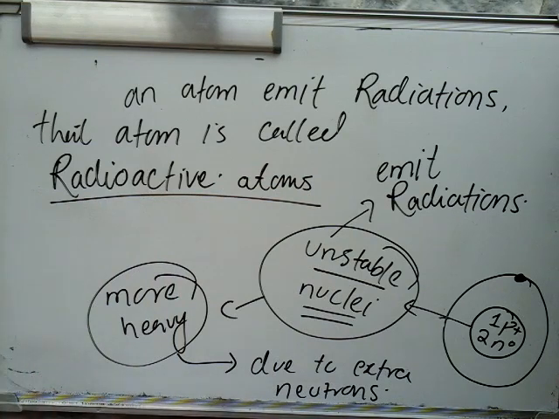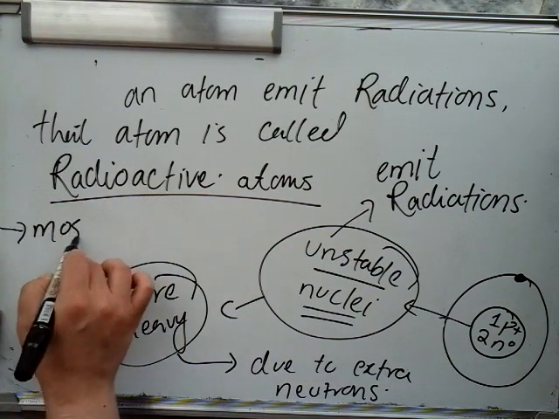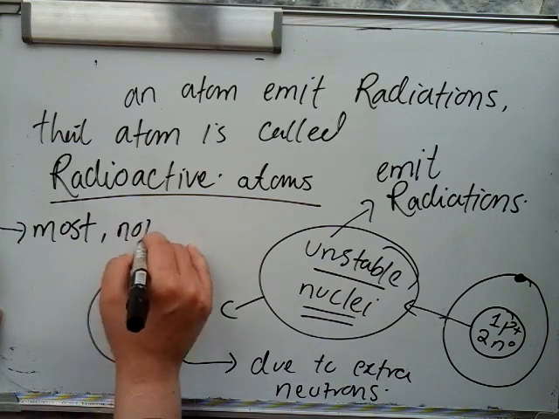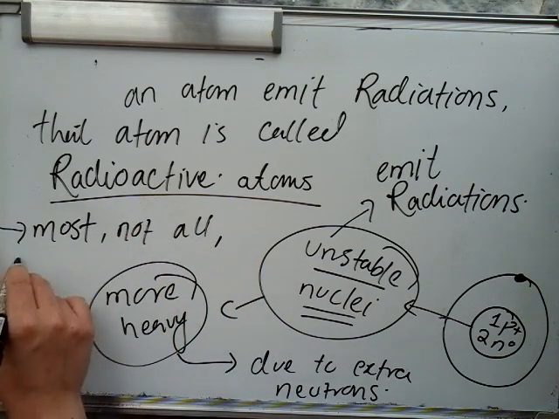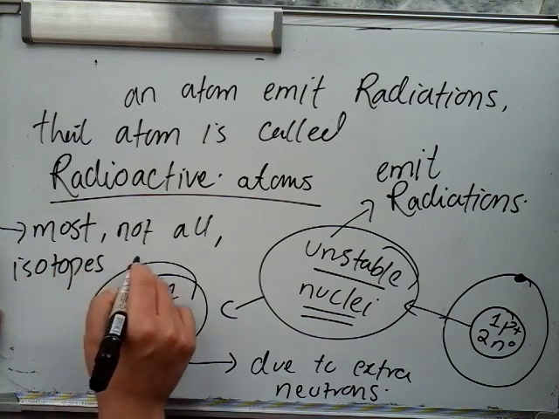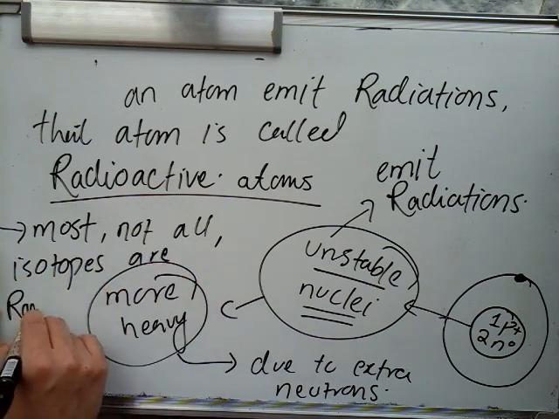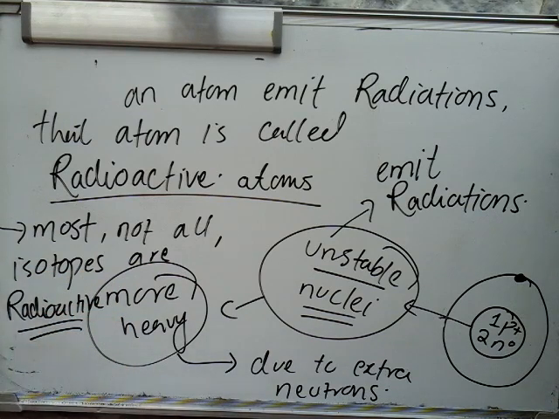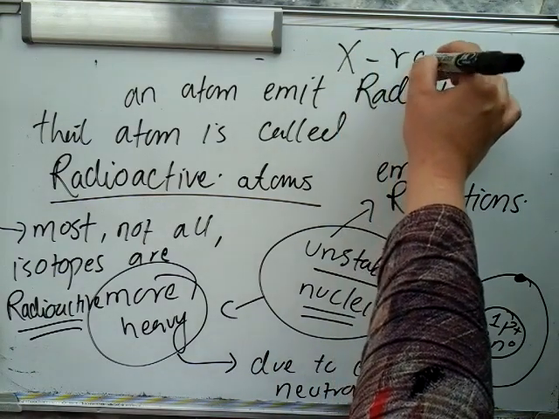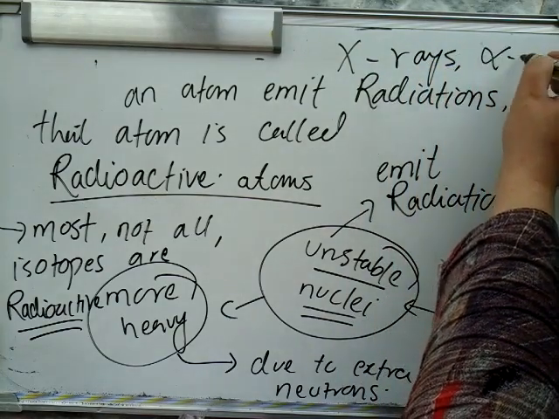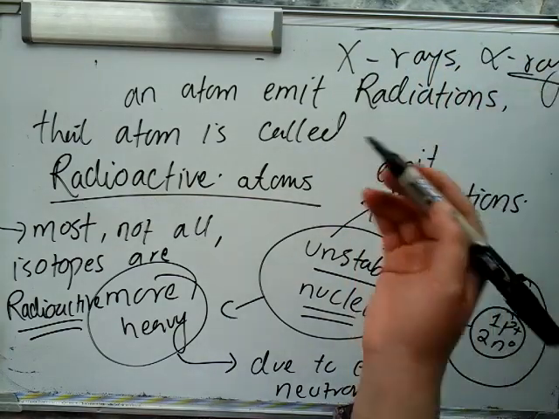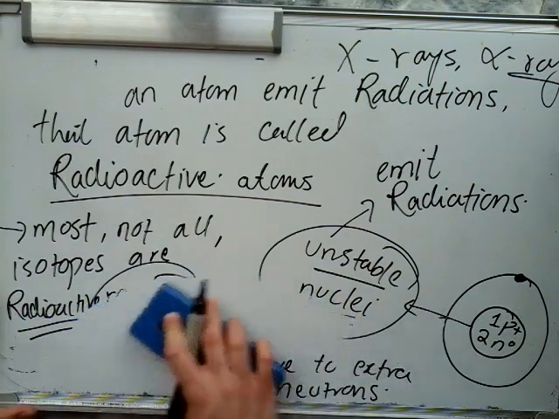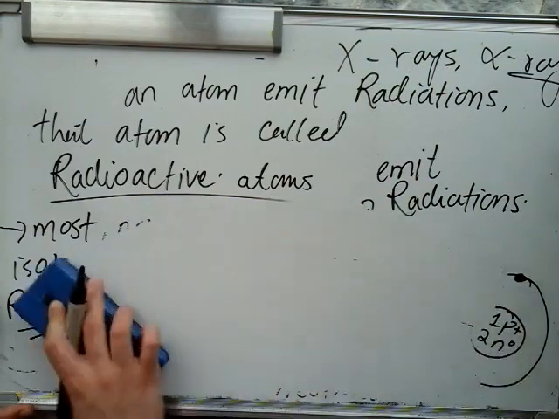Keep in mind that most, not all, isotopes are radioactive. They emit radiation. Most isotopes naturally emit radiations. They emit many types of radiation, like X-rays and gamma rays. These rays are being emitted by these types of radiations. Is that clear?